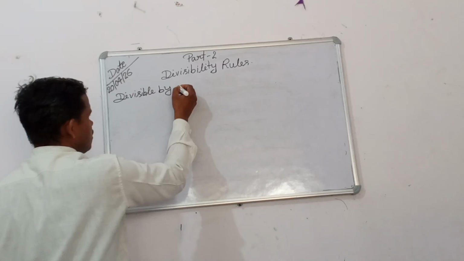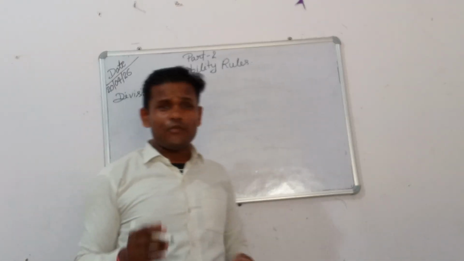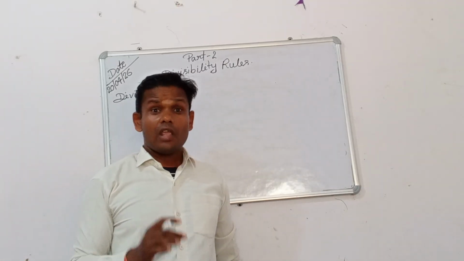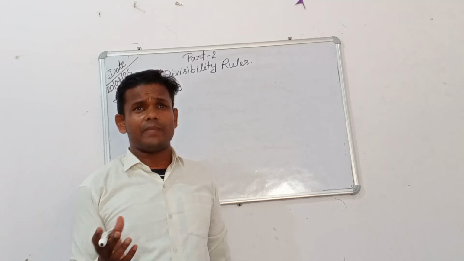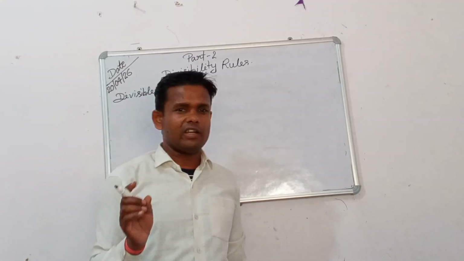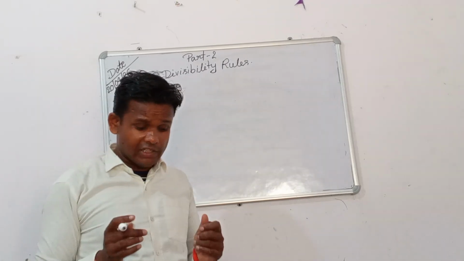Here we try to understand divisibility by 9. Firstly, we find the sum of the digits of the given number. If the sum is completely divisible by 9, the given number is completely divisible by 9. Here we find the sum, that means we add the digits.